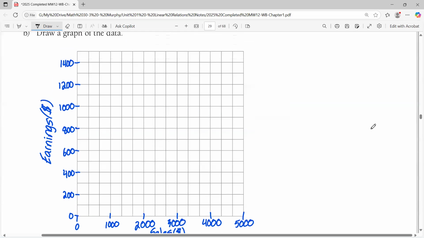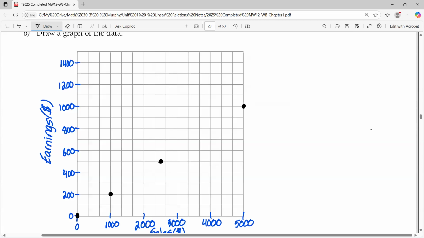So I have it set up here. And our first point is 0 and 0. Our next point, if we sell 1,000, we will make 200. If we were to sell 2,500, so halfway between 2,000 and 3,000, we will make 500. If we were to sell $5,000 worth of appliances, we will end up with 1,000 in earnings.